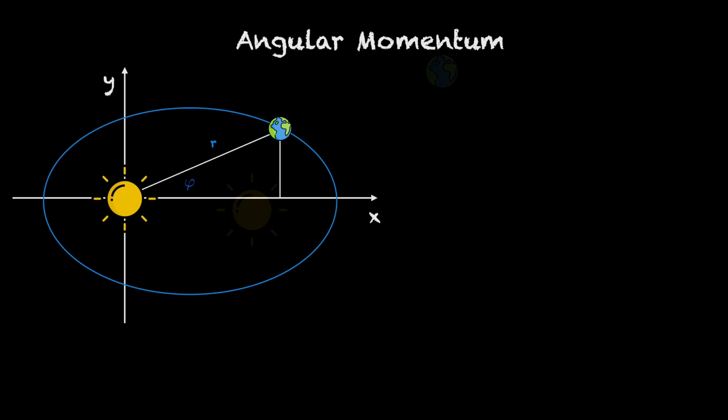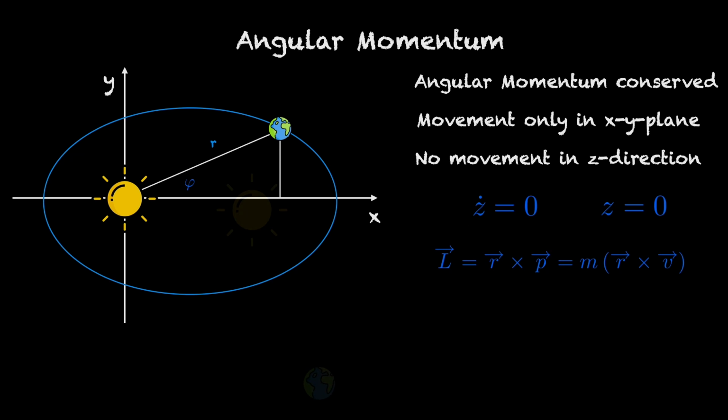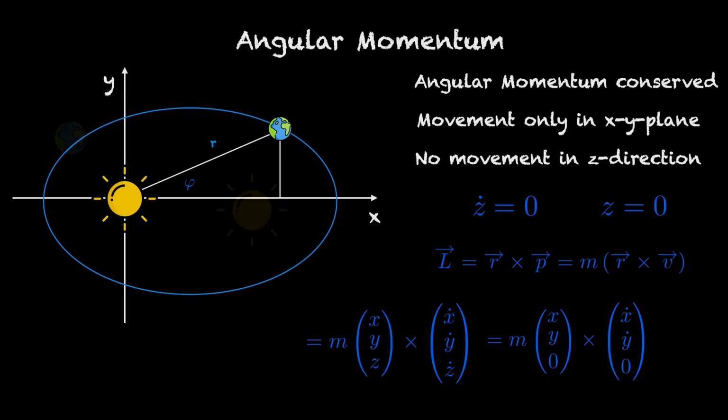The angular momentum is a vector, and since it is also a conserved quantity, the vector always shows into the same direction. This is why the movement of the planet around the Sun lies in a plane and does not wiggle around. The angular momentum itself is defined as the cross product of the position vector and the momentum vector. And since the momentum vector is just the mass times the speed, we can extract the scalar mass out of the cross product. Explicitly written with the z and z dot component being set to 0, this cross product does not look so scary anymore.